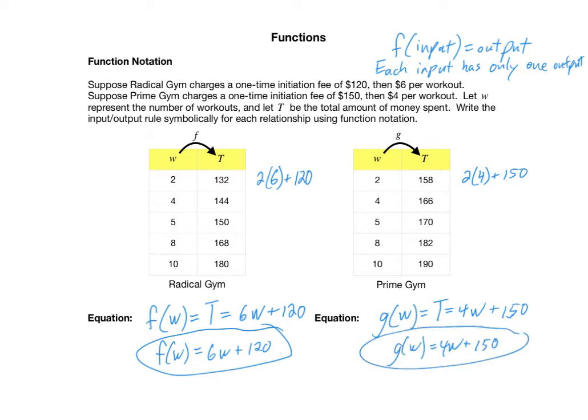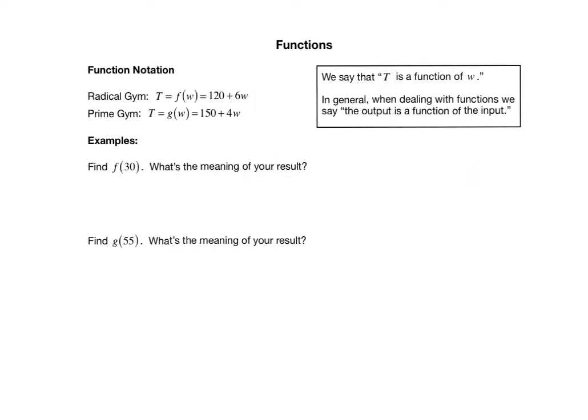Now that we've got symbolic rules for both Radical Gym and Prime Gym, let's see if we can use these two rules. From the previous screen, we established that f of W equals 120 plus 6W for Radical Gym. On the previous screen, it was written as 6w plus 120, but that's the same thing, adding in whatever order doesn't matter. And for Prime Gym, we established g of w equals 150 plus 4w. So we've got our two function relationships defined.